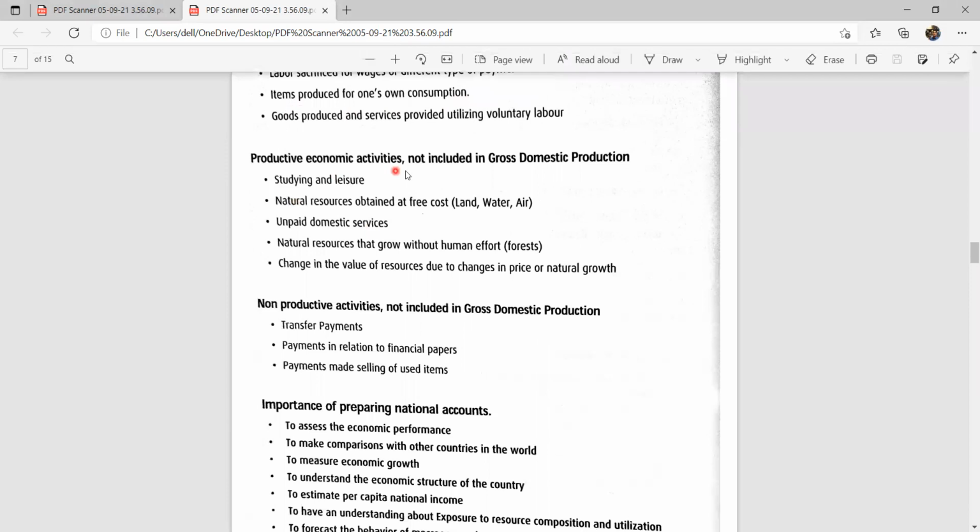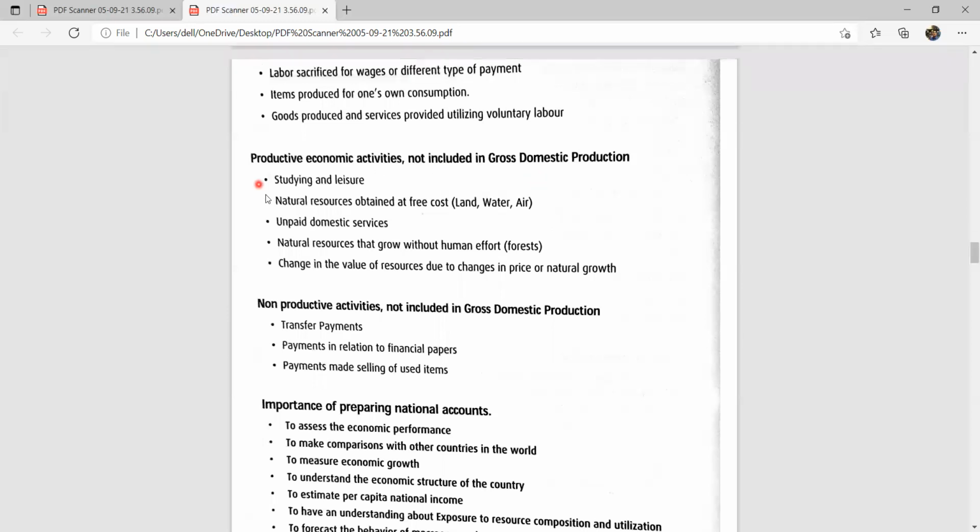Next one, productive economic activities not included in gross domestic production. Study and leisure, these are productive but not included. Natural resources obtained at free cost, completely natural, but no cost. Anyways, it is not included. Unpaid domestic service. Earlier, services were there for dwelling, actually it is paid. If there is unpaid domestic service, it should not be included.